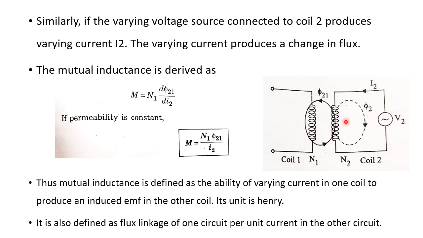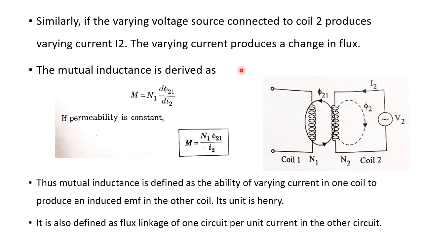Okay, now look at this diagram. Earlier we gave supply to coil 1, and we derived the expression for mutual inductance. Now in this circuit we have given supply to coil 2, and because of coil 2, I2 will be the current flowing through the circuit, phi 2 will be the flux linking this coil, and phi 21 will be the flux linking coil 1. This flux linkage is due to I2. The similar way of derivation has to be followed.